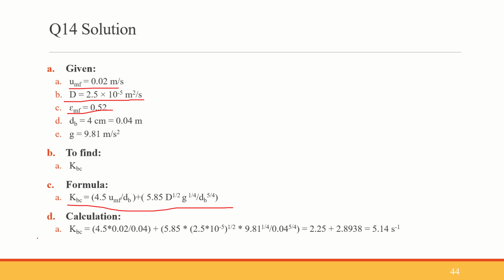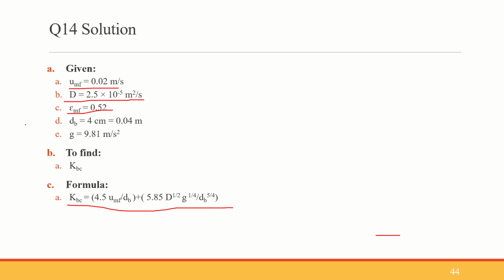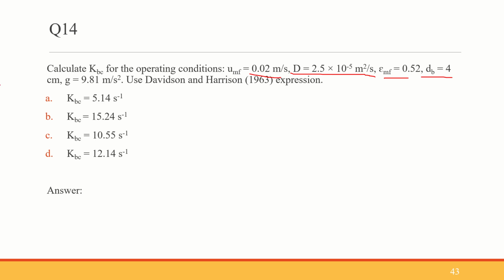So calculation, we are just substituting everything. UMF we know 0.02, dB we know 0.04 meter, 5.85, D 2.5 into 10 power minus 5, and G is 9.81, and dB is again 0.04. So we are just substituting and we are getting the value as 5.14 per second. So answer we are getting 5.14 per second. I hope it is clear. Option A is the right answer, 5.14 per second.